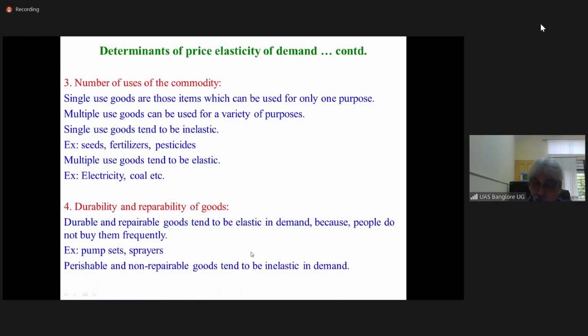But perishable and non-repairable goods tend to be inelastic in demand because you have to purchase it again. For example, milk, vegetables. You cannot keep milk for a long time, so you have to purchase it again and again. Even the vegetables, they are inelastic in demand.